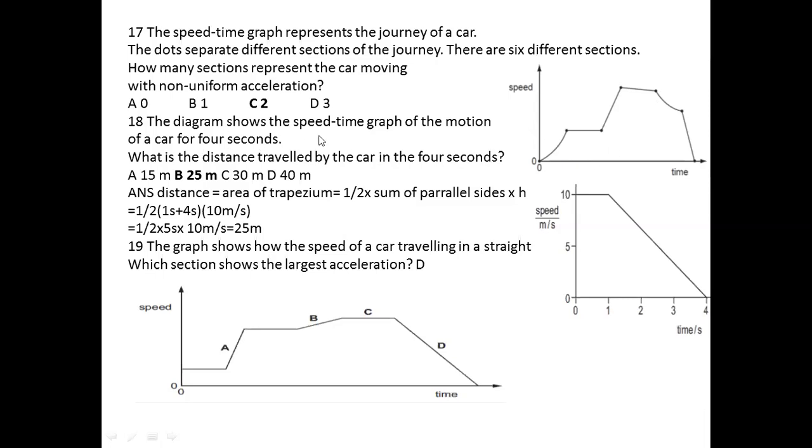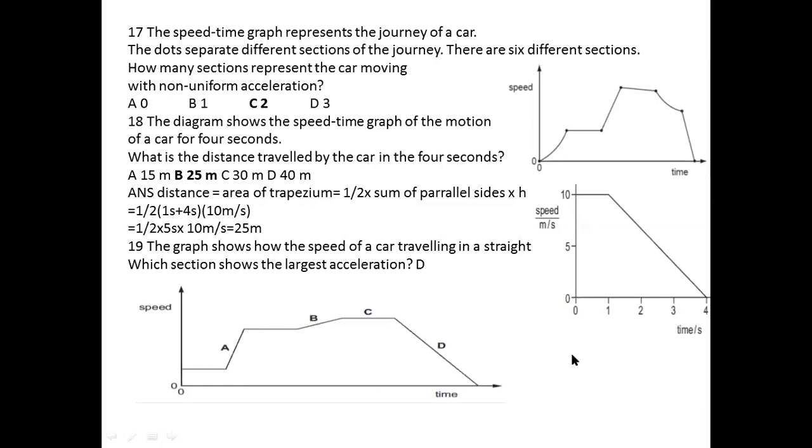Second question, the diagram shows the speed time graph of the motion of the car for 4 seconds. What is the distance traveled by the car in the 4 seconds? So we have to see what is the area below this graph. It is equivalent to a trapezium. So distance traveled will be equivalent to area of trapezium, and that will be equal to half into sum of parallel sides into height.